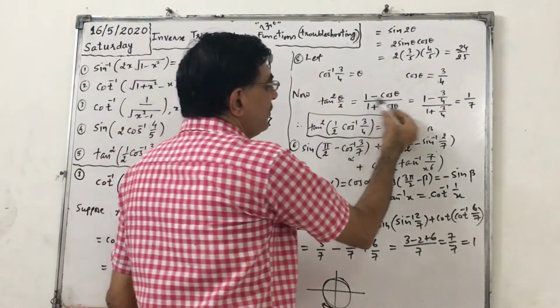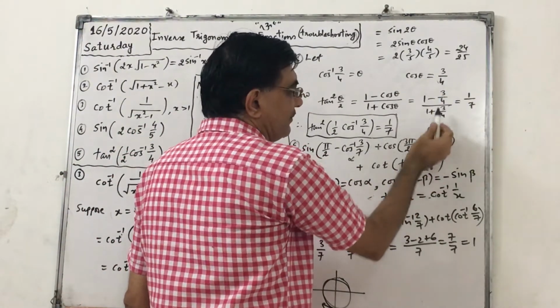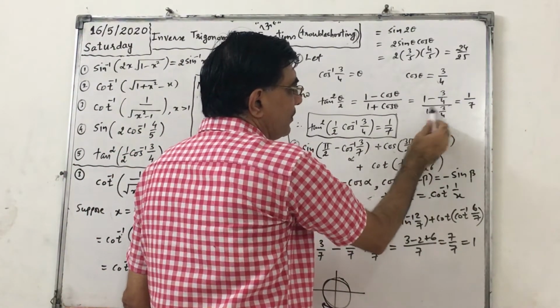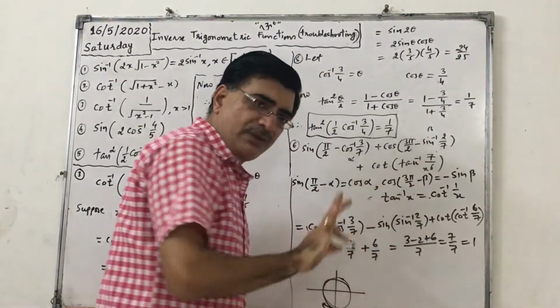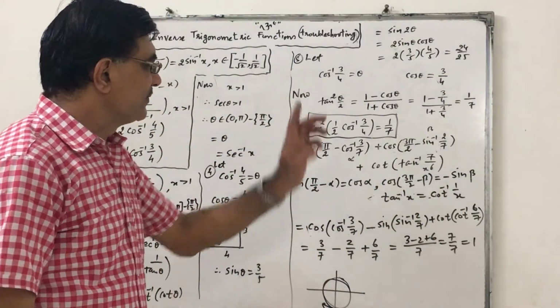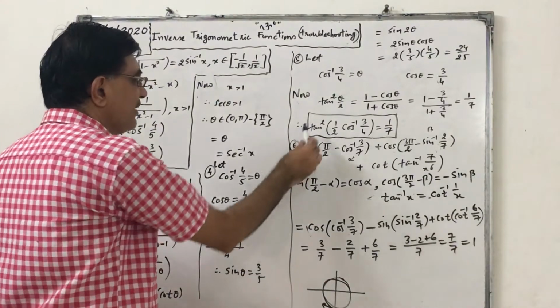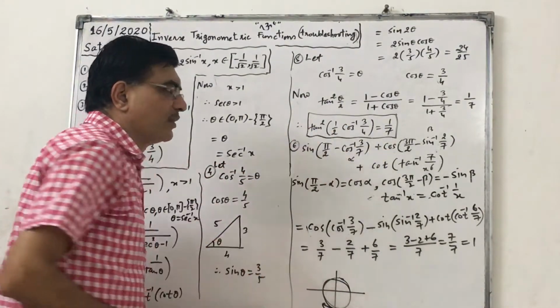Putting the values, 1 minus 3 by 4 upon 1 plus 3 by 4. 4 minus 3 is 1, 4 plus 3 is 7. The denominators will be cancelled, so it is 1 by 7. So tan square of 1 by 2 cos inverse of 3 by 4 equals 1 by 7.